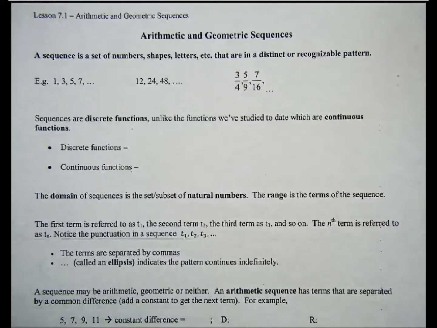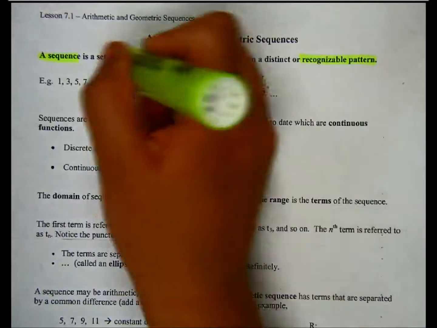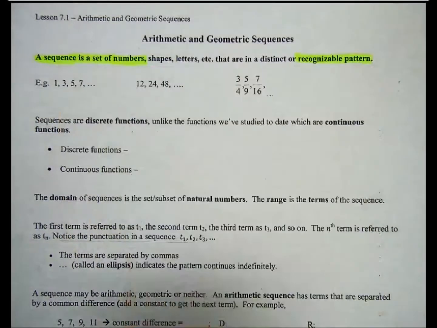In this unit, we're going to be learning about arithmetic, geometric, and general sequences. So let's go over a definition of a sequence. A sequence is a set of numbers, shapes, letters, etc. that are in a distinct or recognizable pattern. So you might want to just highlight that. We're going to focus on numbers for this unit.